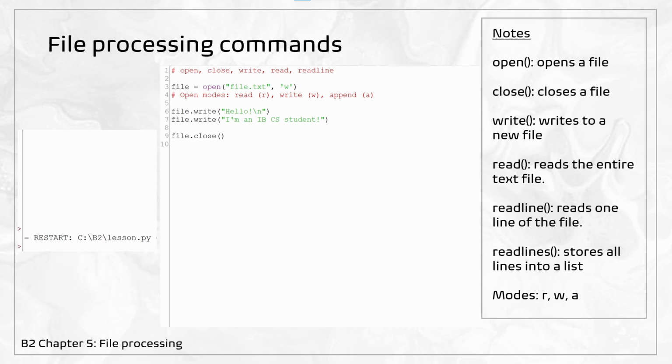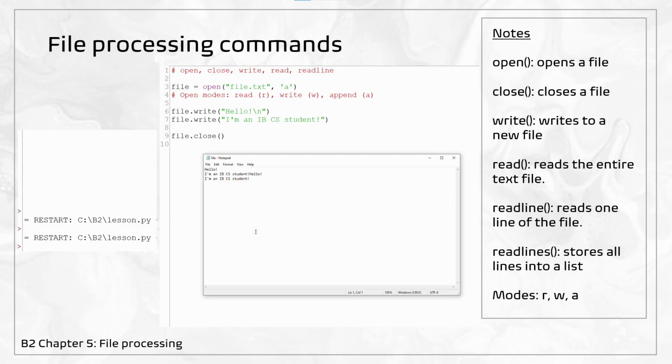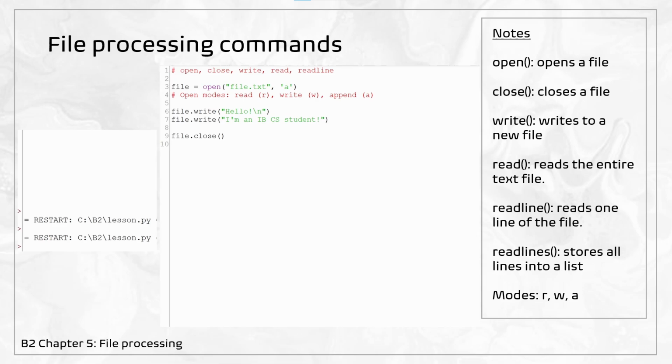If you want to add to an already existing file, you can use append mode when opening the file. To do that, we just change this W into an A. Now if we run this, again, it won't print anything. But if we go to our file, we can see that what we had before is already here. But here we have a new hello, and I'm an IBCS student. Of course, this hello is put onto the same line as I'm an IBCS student because we didn't make a new line over here.